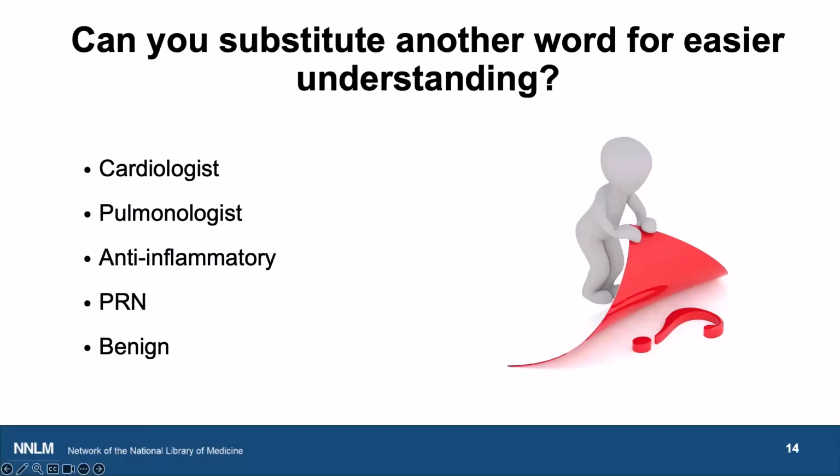So many words that we don't think of as medical jargon might not be understood by everyone. Here are a few commonly misunderstood words. But in addition to this list, feel free to put in the chat other words or sets of words for the term cardiologist or any of the terms here, PRN, please feel free to share in the chat. Heart doctor, yeah. Every day. Lung doctor, sure. Yeah, these are all great. PRN is needed, for sure. Yeah, these are all great.